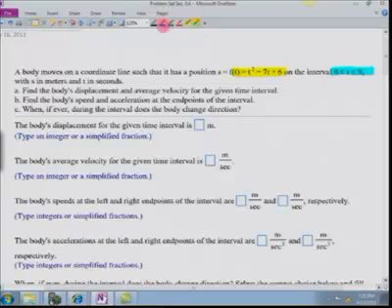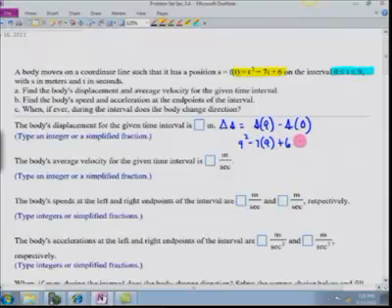Let's do that. So f of 9 is going to be what? And really, I should use s. The body's displacement, we're going to call that delta s, and so it's s of 9 minus s of 0. I'll let you figure out what that number is. What'd you get? 18. So for the displacement, that's delta s, and you're just going to do s of 9 minus s of 0.